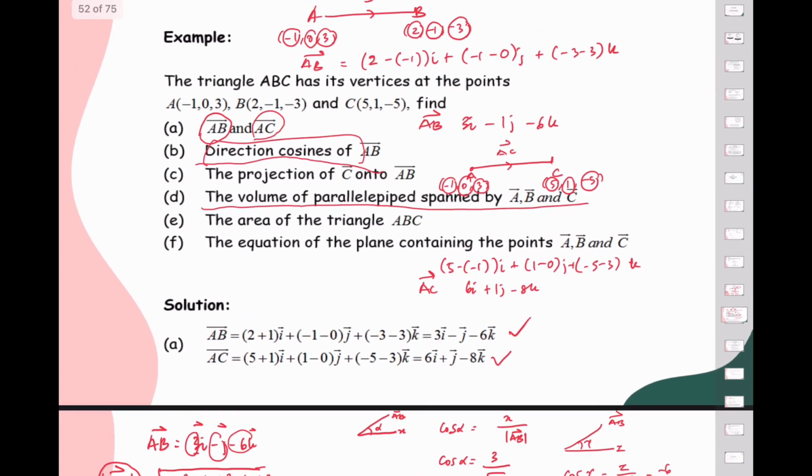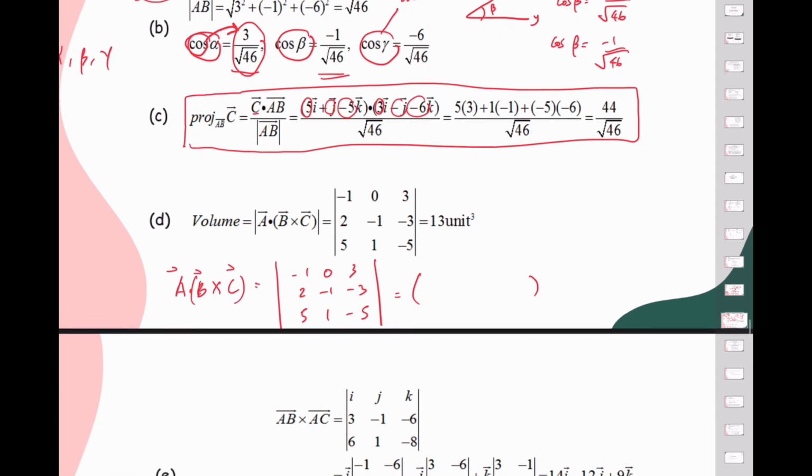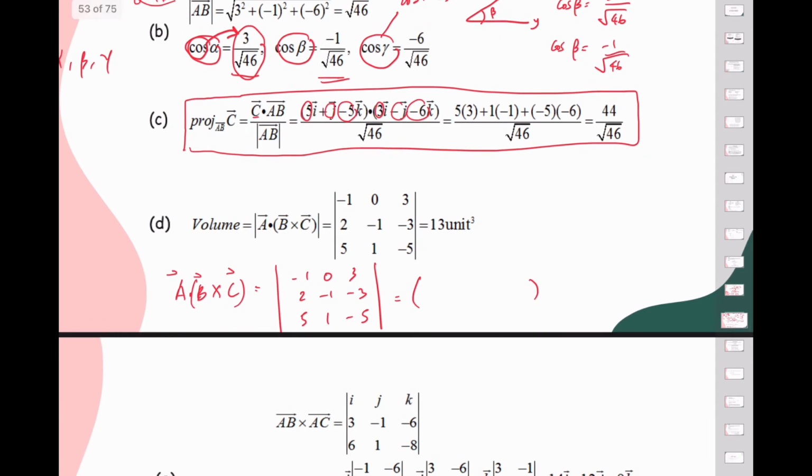And our C is 5, 1, -5. So you just need to find the determinant of this matrix. Okay, so you have two brackets. We need to copy first.